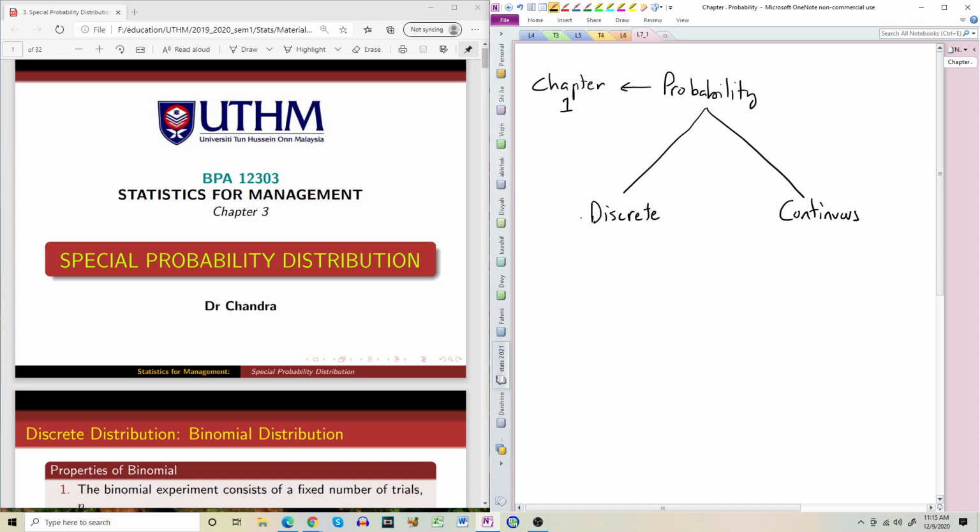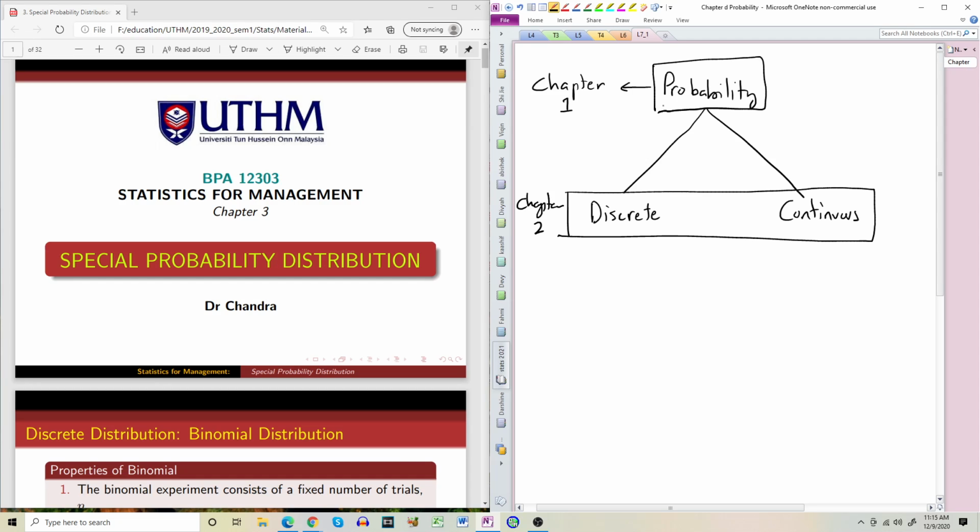Now we just finished this. This is chapter 2. This is chapter 1. Now we are going to go into chapter 3. In chapter 3 we will study two special probability distributions in discrete, namely one is binomial, another one is Poisson.